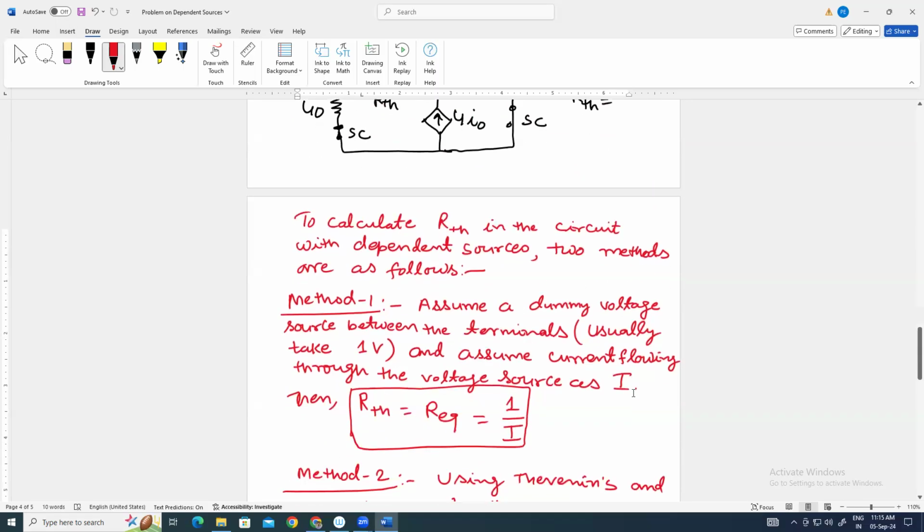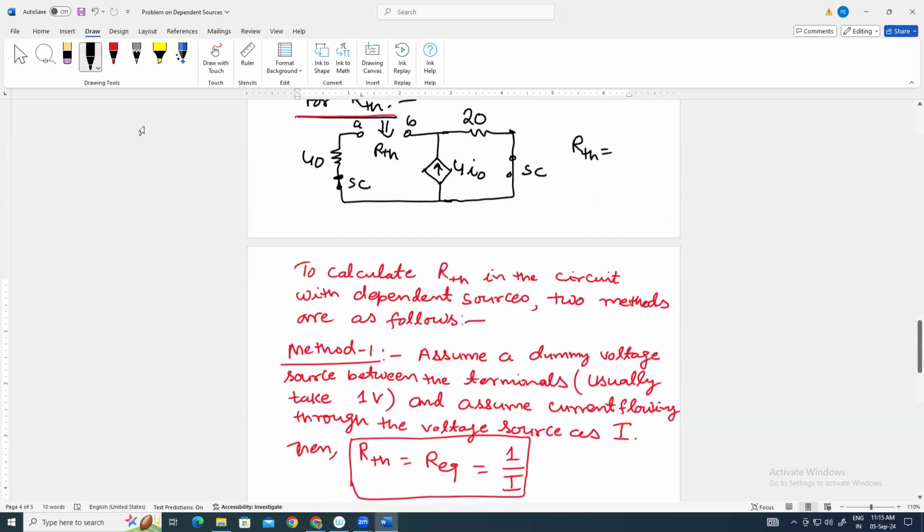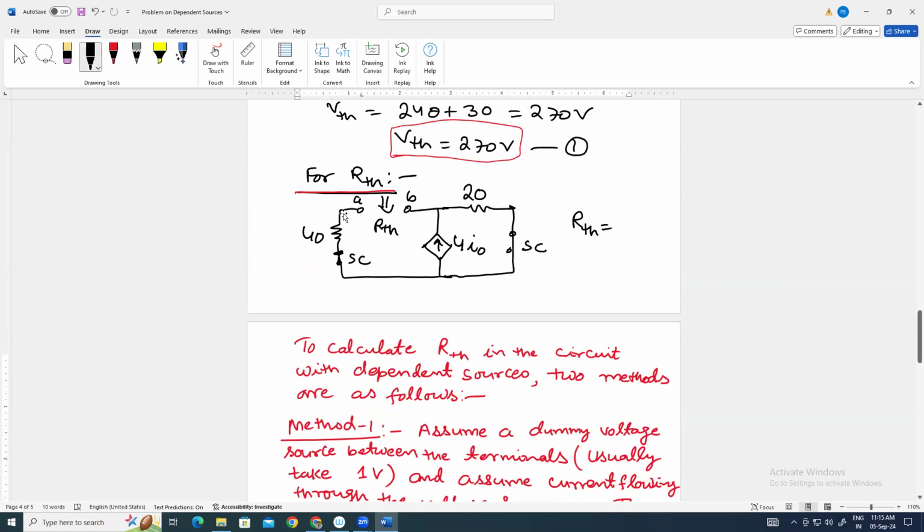Okay. So first I will take method 1. So our circuit will be 40 ohm here, 20 ohm here, and 4 I naught.